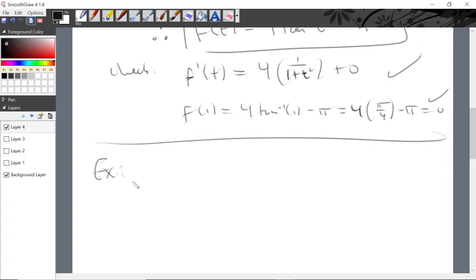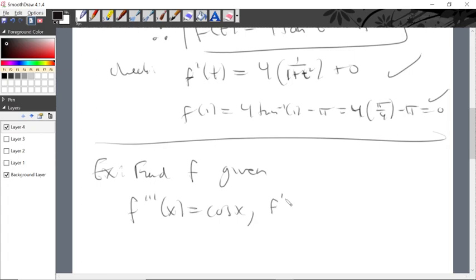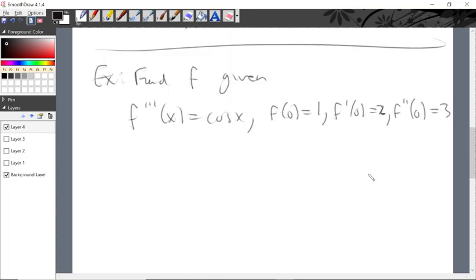Let's try another one. Find f given f triple prime of x is equal to the cosine of x. We've got, let's see, how about so we have f of 0 is equal to 1, f prime of 0 is equal to 2, f double prime of 0 is equal to 3. Find the particular function f.